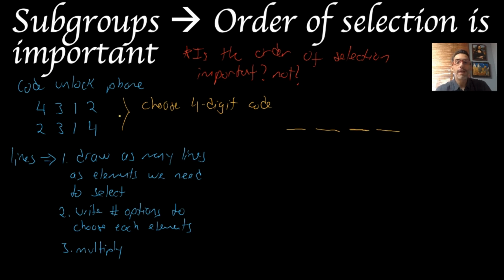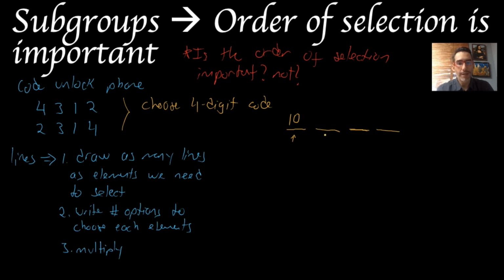Now, step number 2, write the options that you have to select each element. So if I want to select this element, that is a digit, how many options do I have? I will have 10, right? Why 10? Because this first digit can be any number between 0 and 9 inclusive. The first digit could be 0, 1, 2, 3, 4, 5, 6, 7, 8, or 9.